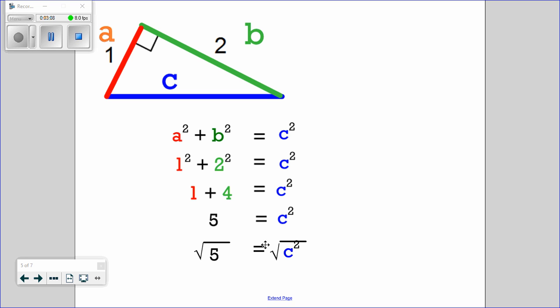Finally, we're going to take the square root of both sides, and we're going to get c equals, now this is rounded because, of course, the square root of 5 is an irrational number. C is approximately 2.2. So what we've done is found the missing hypotenuse. Okay, get that into your notebook so we can practice that.